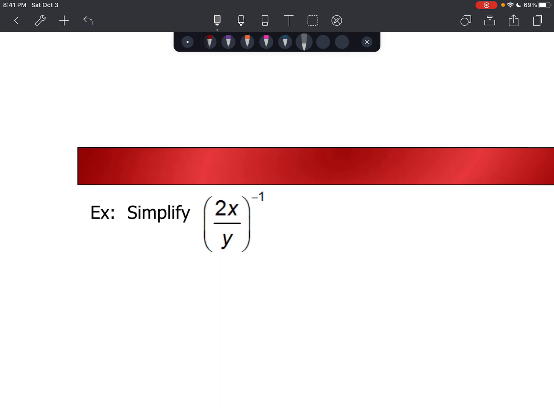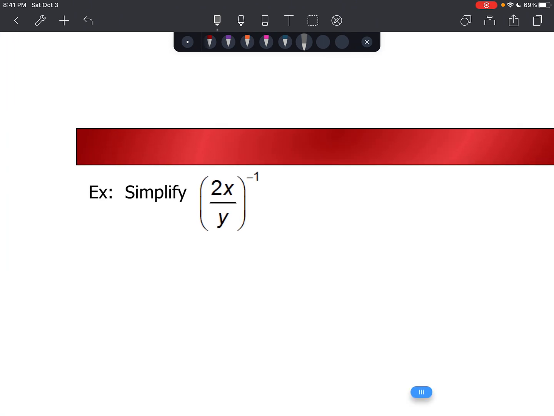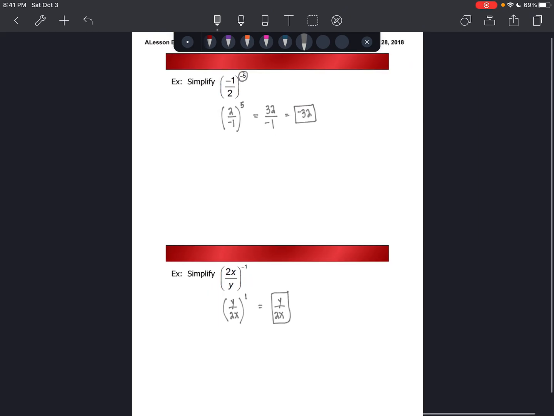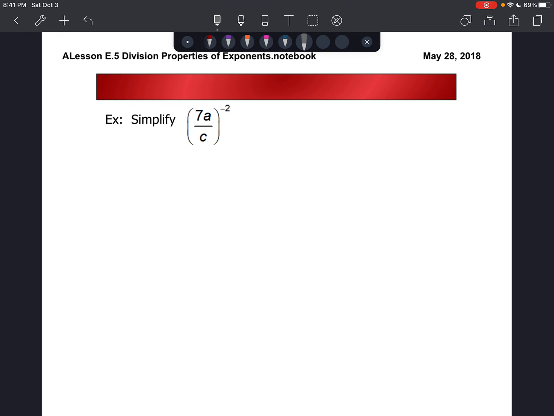Okay, here's another example. 2x over y, all raised to the negative 1 power. I'm going to make that negative 1 power positive by taking the reciprocal of my fraction and then making the outside exponent positive. That's going to be y over 2x for my final answer. Okay, there's one for you to try. And then I'm going to do a couple of others that we're going to try, and then we will be well on our way.